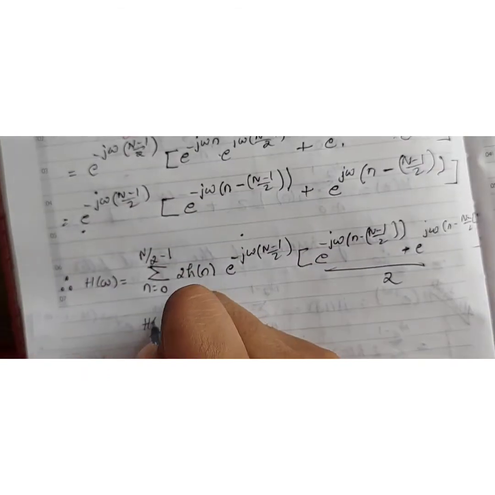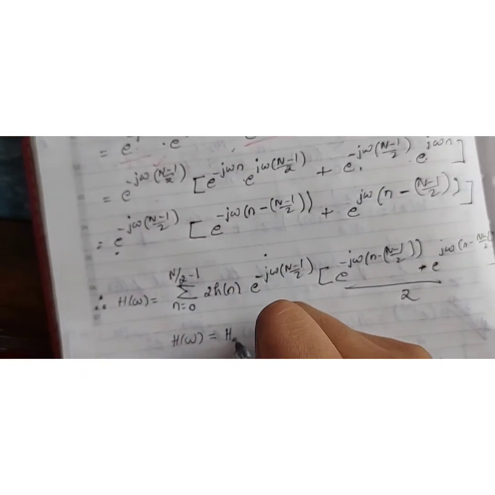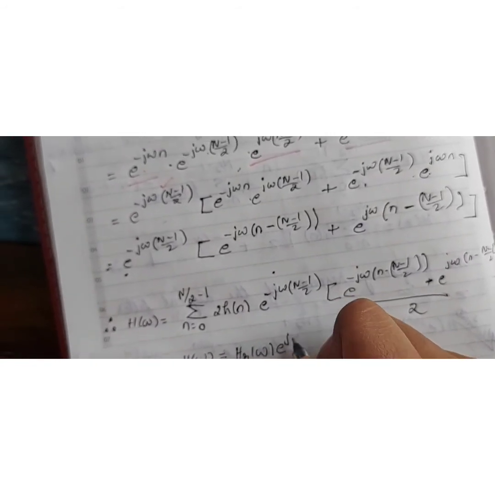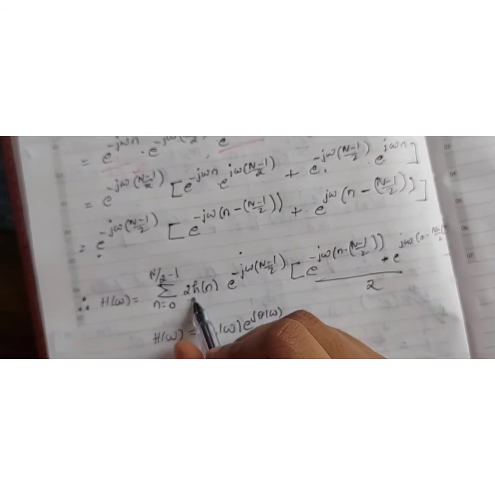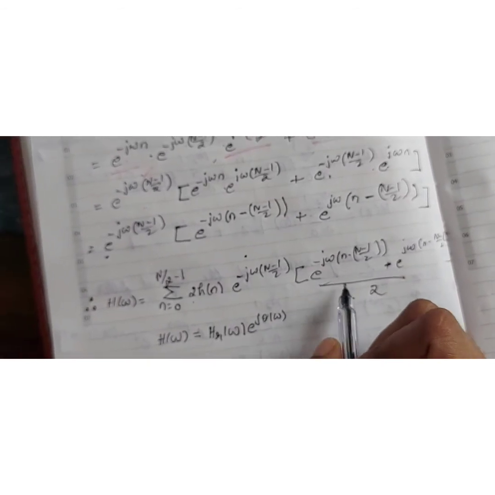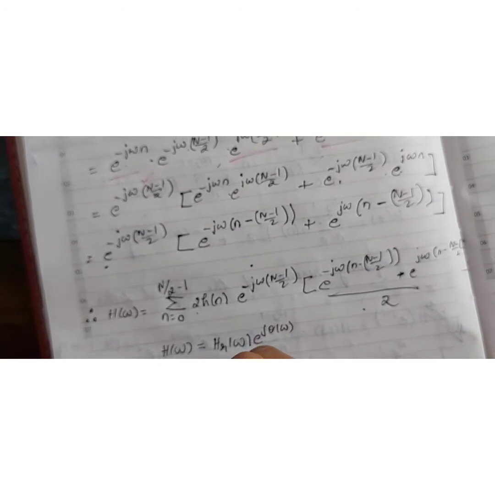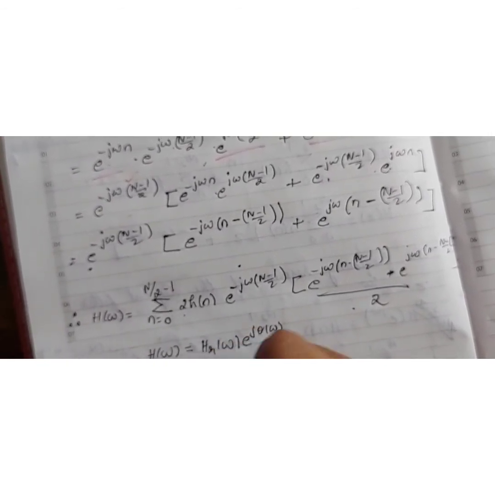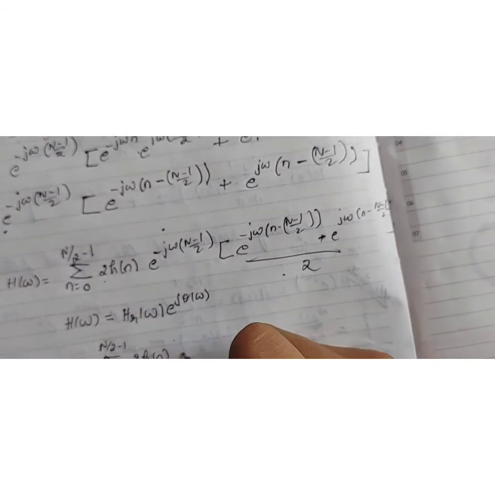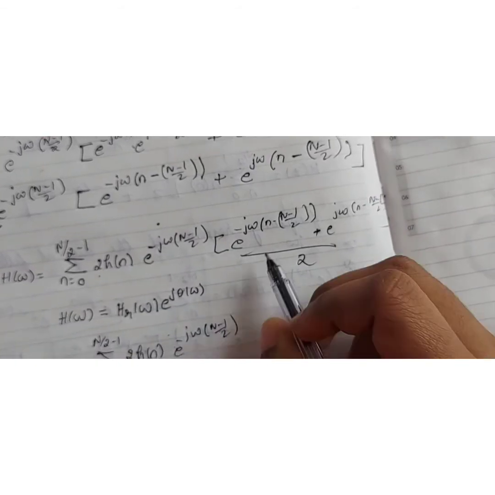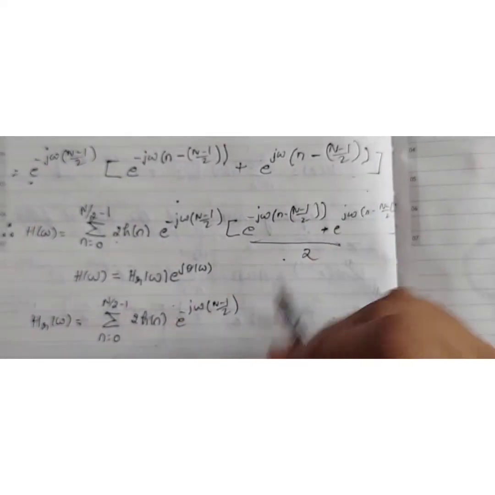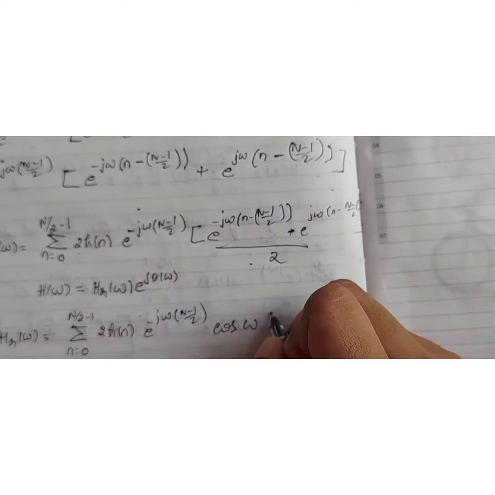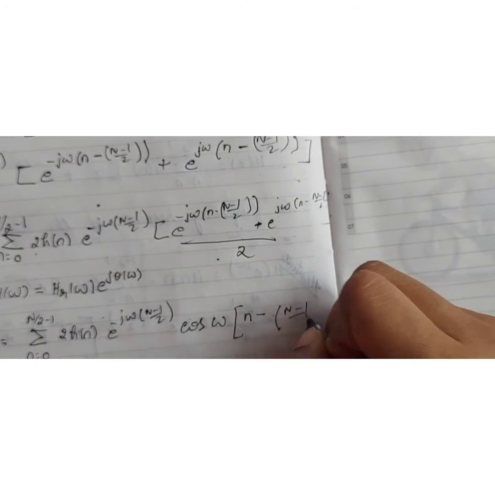So this H of omega is of the form Hr of omega, the magnitude term, and the phase term, e power j theta of omega. Hr of omega, you can write the real term. You need to write this in terms of cos: summation from 0 to N by 2 minus 1, 2 times h of n, e power minus j omega (n minus (N minus 1) by 2). This term, e power j theta plus e power minus j theta by 2, is nothing but cos of omega (n minus (N minus 1) by 2).